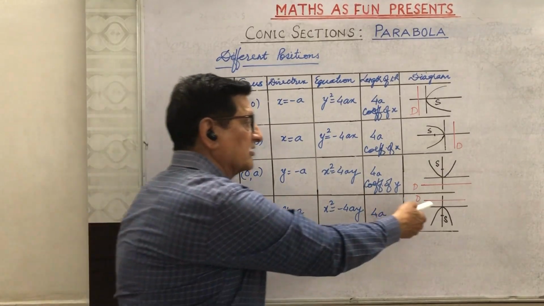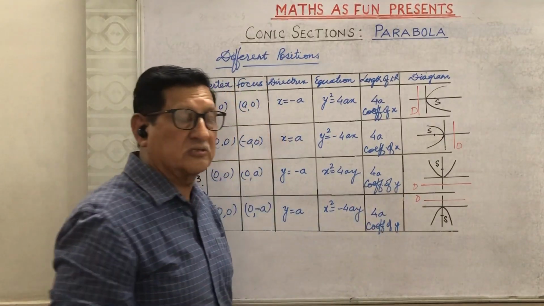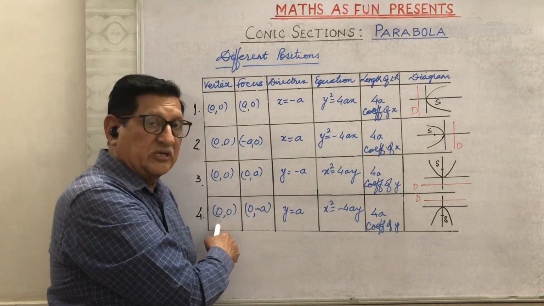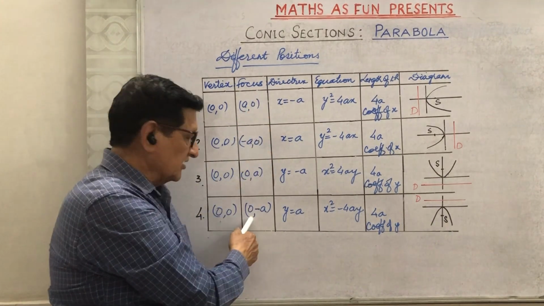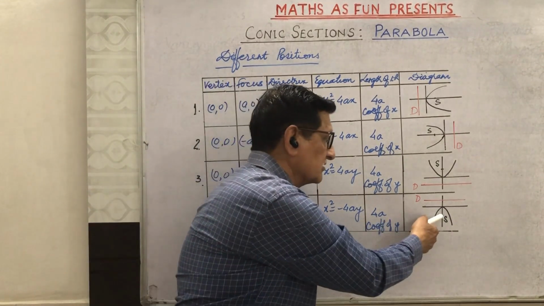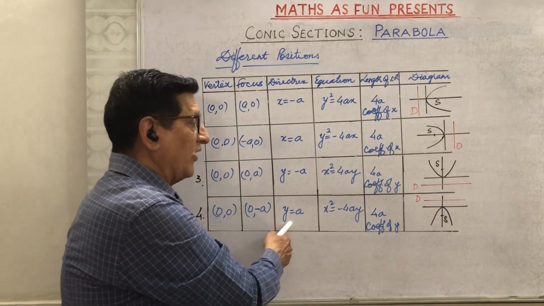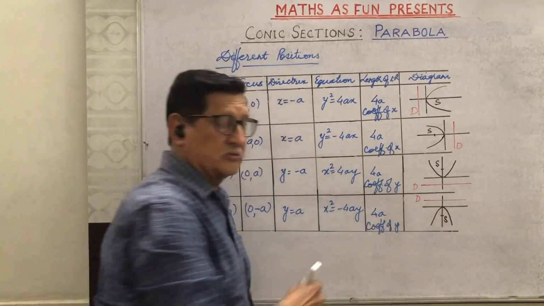The next case may be when the parabola is going to the negative side of the y-axis. In that case, the vertex is at 0, 0. The focus is 0 comma minus a, because this is coming on the negative side of the y-axis. And then y equal to a will be the directrix.